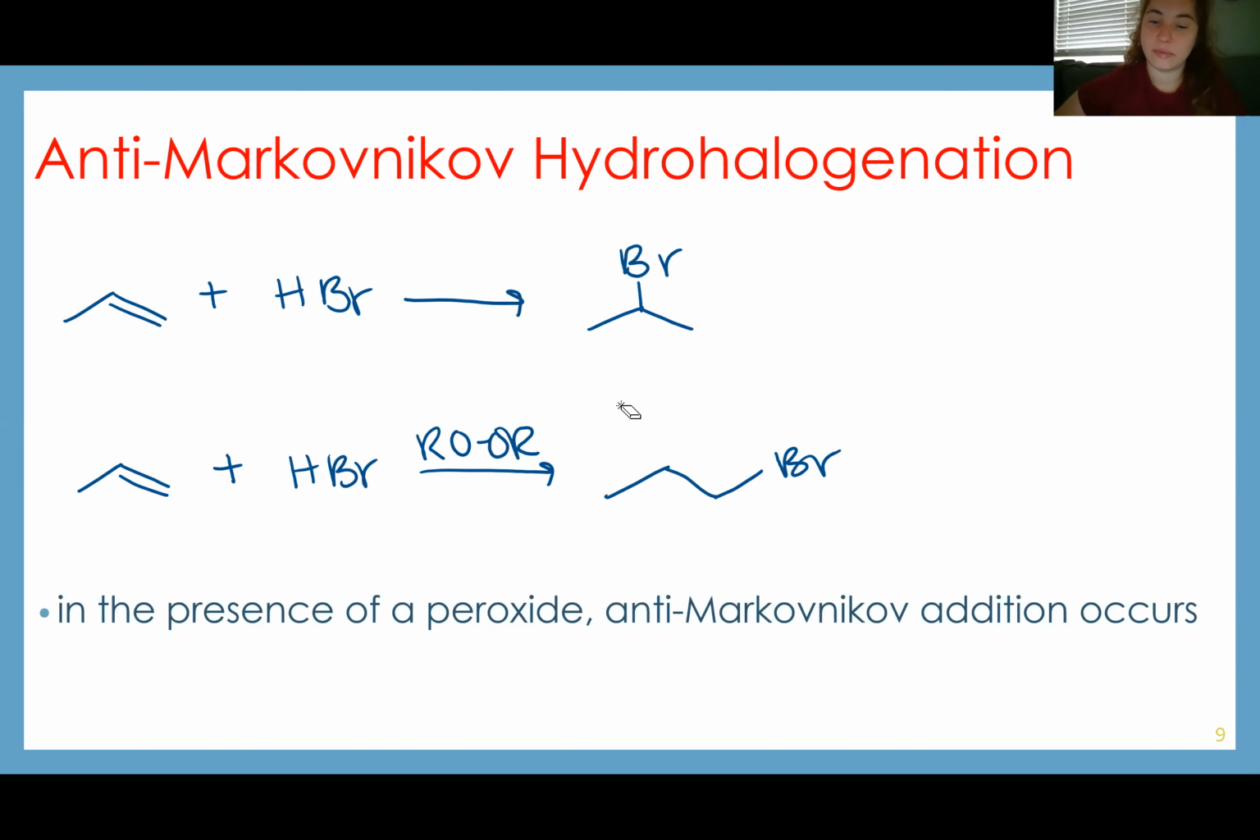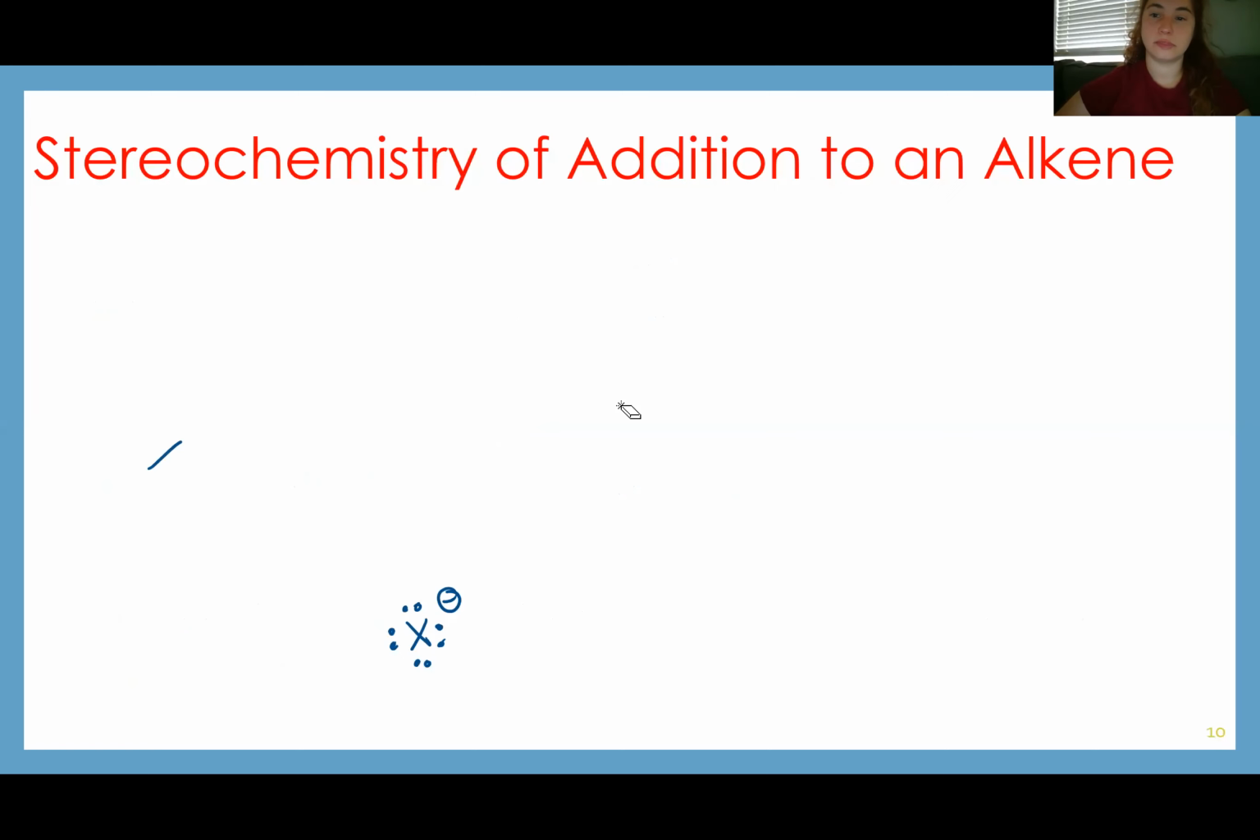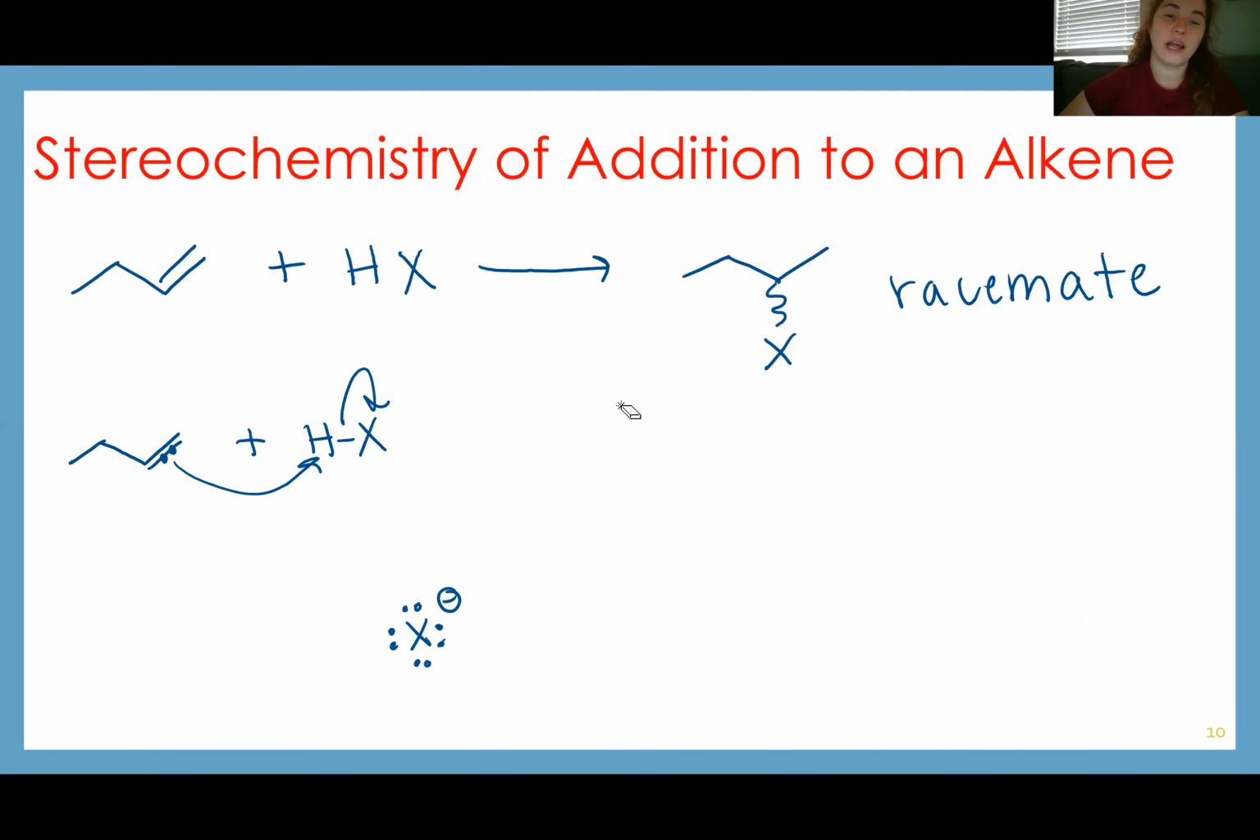So in the presence of a peroxide, anti-Markovnikov addition occurs. We only do this with hydrobromic acid. Whoops, that was some bad animation again.